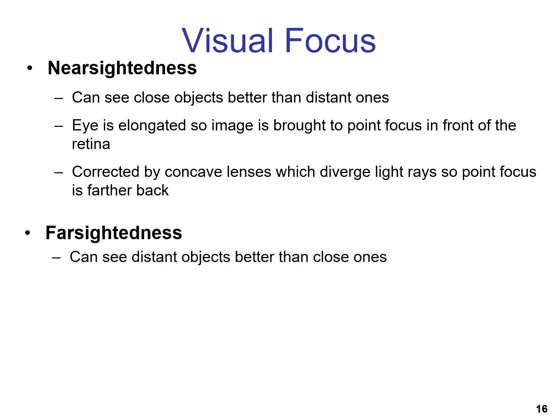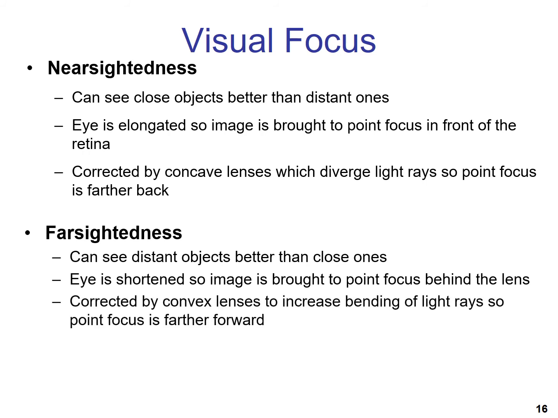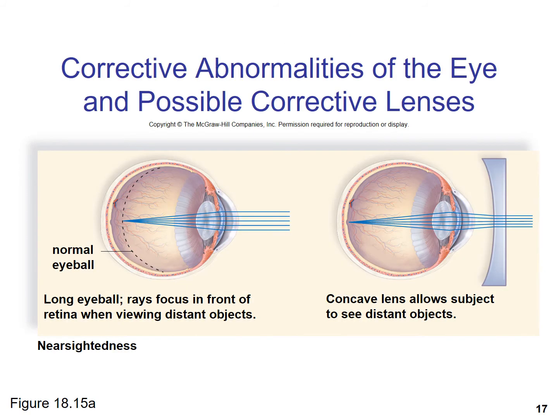Farsightedness is just the opposite, and this is when you can see distant objects better than close ones. Usually in this case the eyeball is shorter than usual, and that means that the image gets brought to a point focus behind the lens. And so this is going to be corrected by convex lenses, which increase the bending of the light rays, and the focus comes forward to hit the retina.